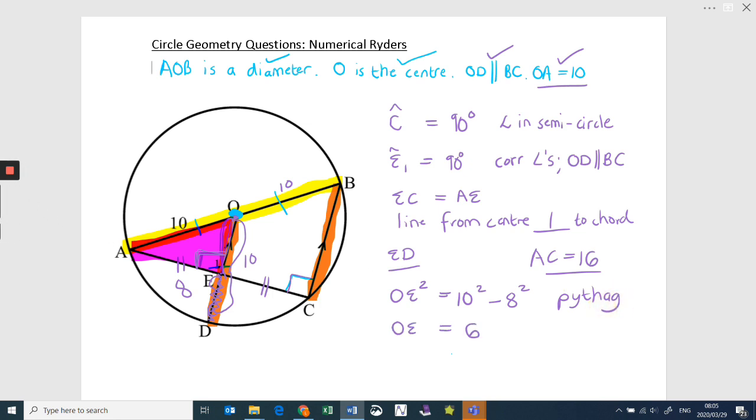When I work that out then, my answer for OE is 6. So now I've got OE over there as 6, and I need to get ED. Well, clearly, if you take OD and you minus OE, you're going to get ED. So OD is 10, OE we've just worked out is 6, so ED equals 4.